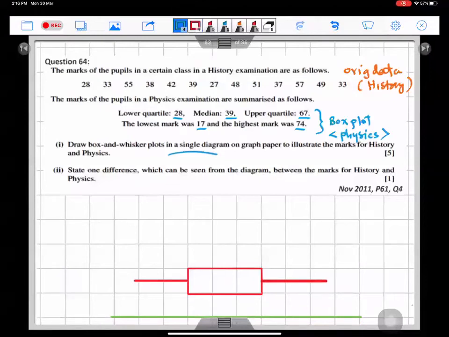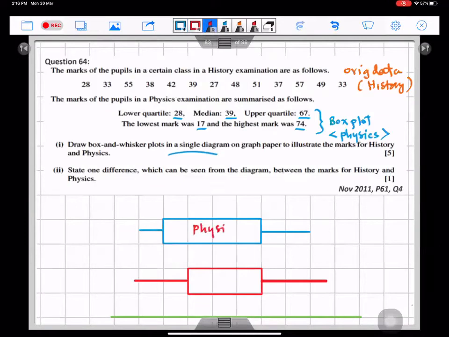And then a box for the other piece of info, something like this. I'm just drawing a rough diagram. I know you can draw it exactly. So this could be for physics, and this could be for history. That's how you draw it.